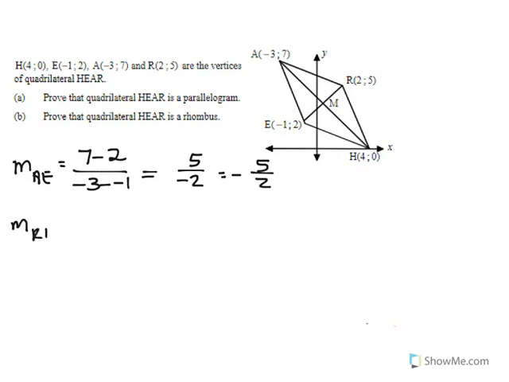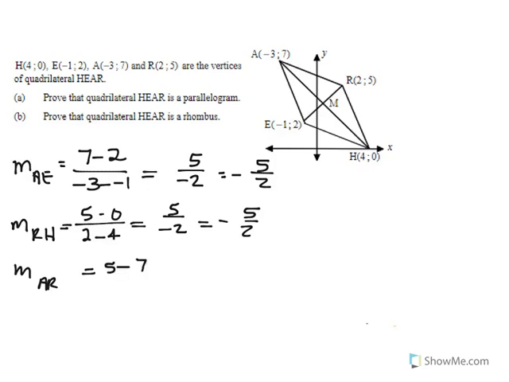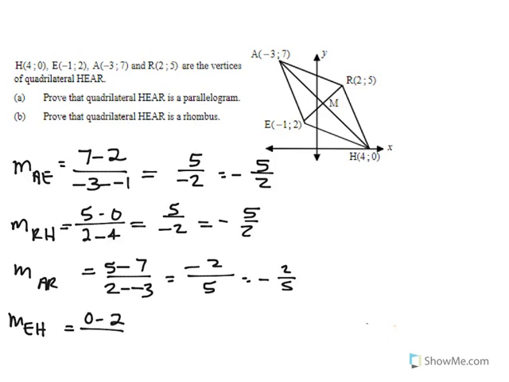The gradient of RH will be 5 minus 0 over 2 minus 4, which is 5 over minus 2. And the gradient of AR, right, so this guy over here, will be 5 minus 7 over 2 minus minus 3. So that would be minus 2 over 5. And the gradient of EH will be 0 minus 2 over 4 minus minus 1, which will be minus 2 over 5.